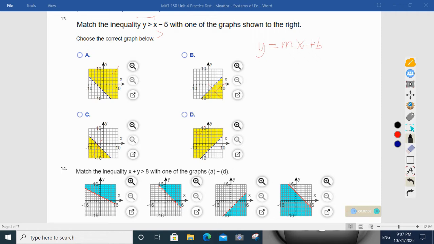My slope is 1 because there's a 1 in front of x. And the y-intercept is negative 5. So you will notice on graph A, it has a negative slope. So that is not it. So the answer has to be this. And if we check it, look, there's a y-intercept of negative 5. And it looks like it goes up 1 over 1. All right? So D is the correct answer.